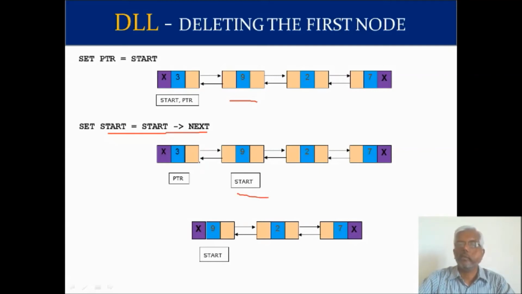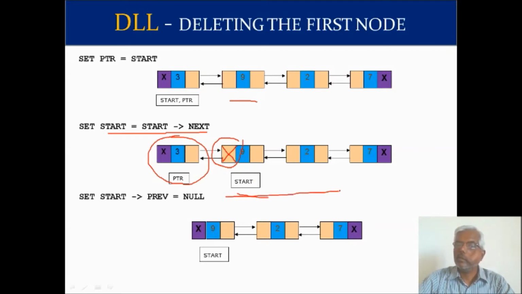Now the first node is named pointer, and the second node is named start. If this is going to act as the first node of the new doubly linked list, its previous should be null. It should not point to anything. How can we do this? Start of previous is equal to null. Now this is our new doubly linked list.